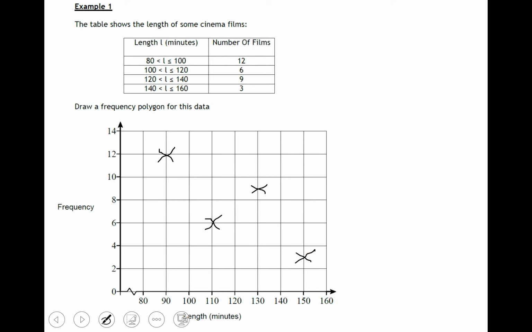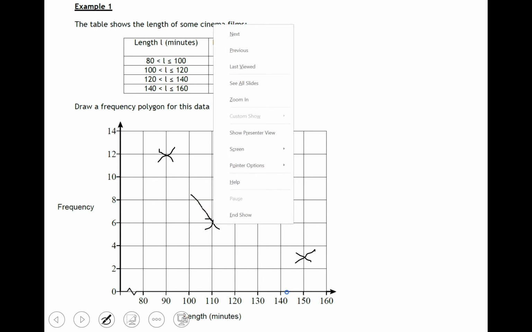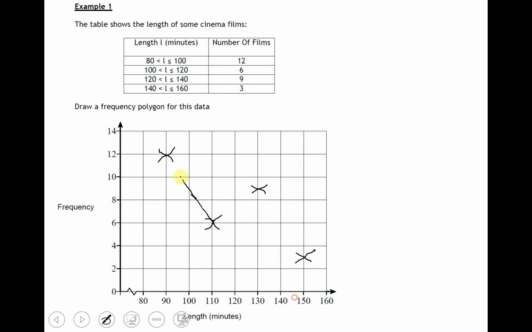And then, to make our frequency polygon, we join up each of the crosses with a straight line, which we should use a ruler for. However, I am unable to do that on this presentation, so I will do my best. So not particularly fantastic, but it looks exactly as a frequency polygon should look, except the lines aren't perfectly straight. So as I said before, a frequency polygon will be used for grouped data to show the distribution of the frequencies.